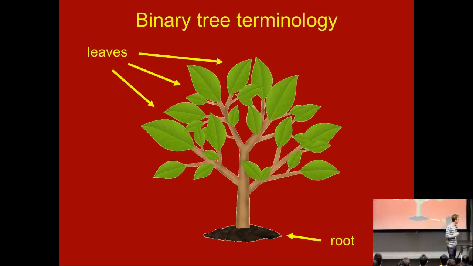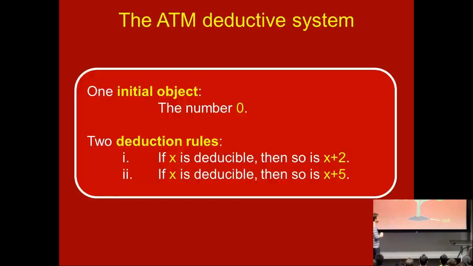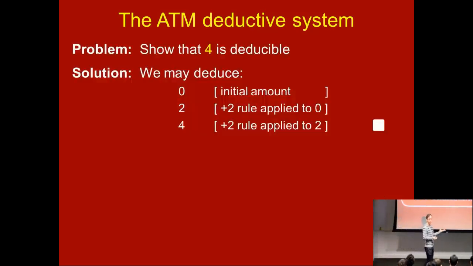Great. So that illustrates one good use of a deductive system, just to actually define objects. OK, so let's play a little bit more with deductive systems and see what kind of questions arise when you're talking about them. And we'll go back to this ATM deductive system, because it's kind of a very simple one that hopefully will be good for getting the point across. So just to remind you, here the initial object is the number 0. And we have 2 deduction rules, which you might call the +2 rule and the +5 rule.